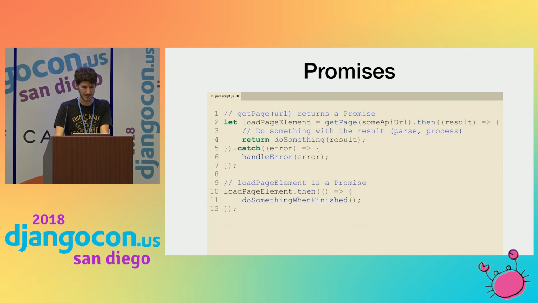And let's just quickly go over this example. So we have load page element, which calls get page, and get page is a promise. So we do then, which does what we would expect it to. When get page will have the value that we want sometime in the future, the then will be called, and that's this function. So we do something with the result. And we also do the catch method, which will handle the error if anything went wrong while trying to get page. This is a really common thing to see in most JavaScript applications.